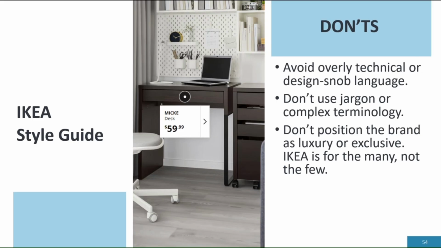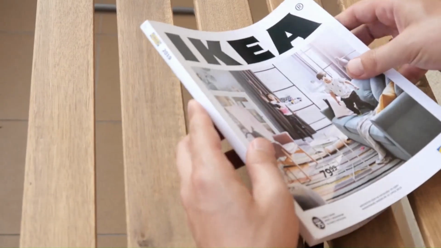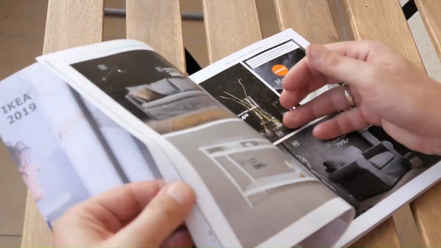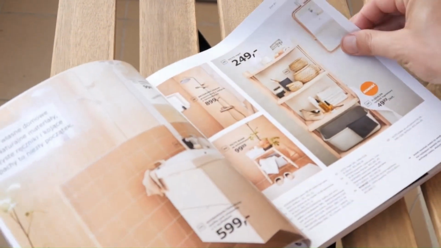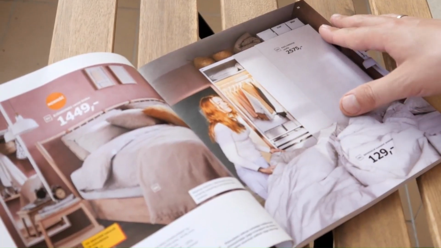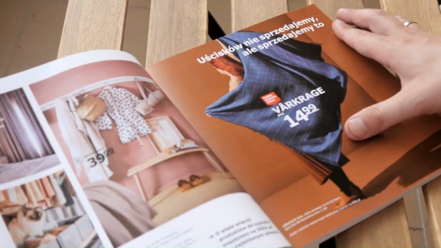Now, what should be avoided with the IKEA brand? Avoid overly technical or design snob language. I love that. Keeping with the simplicity of the brand. Don't use jargon or complex terminology. Don't position the brand as luxury or exclusive. IKEA is for the many, not the few. So notice how IKEA's guidelines aren't just about what to say, but how to say it. They use friendly language, they focus on real life solutions, and they avoid anything that feels elite. And that's what keeps their global brand voice consistent, whether it's a catalog, an Instagram post, or in-store signage.